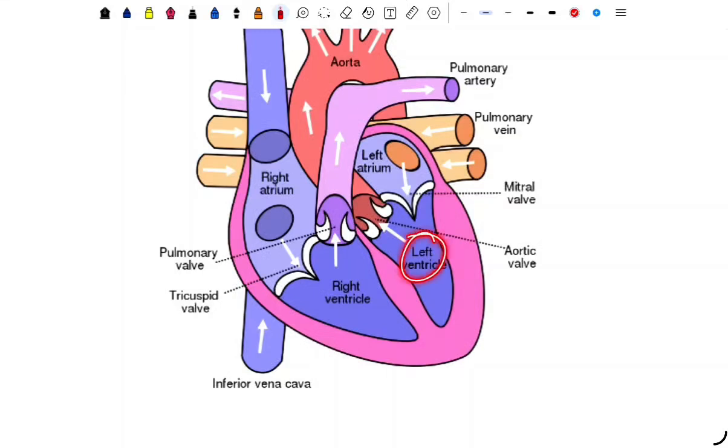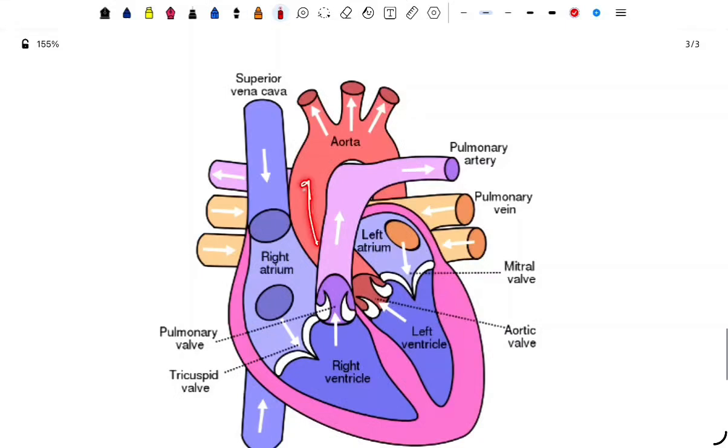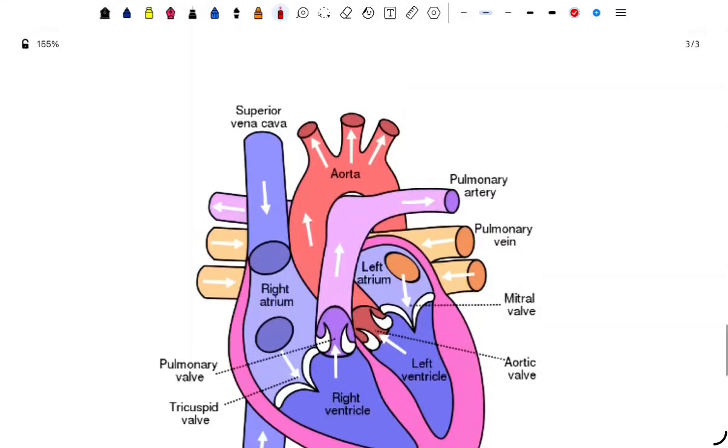From the left ventricle, blood enters the aorta; this is called the ascending aorta, and this is the arch of the aorta. This curvature is called the arch of the aorta, and this runs behind the heart and is called the descending aorta. The arch of the aorta has three branches. We remember it easily as BCS: B for brachiocephalic trunk, C for common carotid artery, and S for subclavian artery, which carry oxygenated blood to the area above the heart.